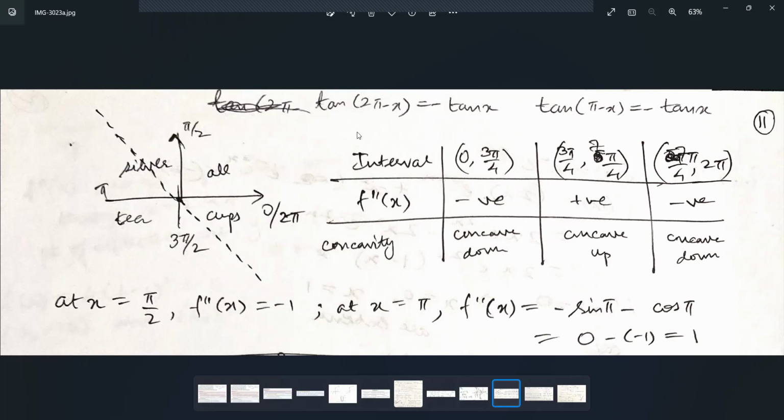Anyways, we have identified the points of inflection. So now we divide the interval from 0 to 2 pi into three intervals: 0 to 3 pi by 4, 3 pi by 4 to 7 pi by 4, and 7 pi by 4 to 2 pi. Now we have to find the value of f double dash of x in these intervals.